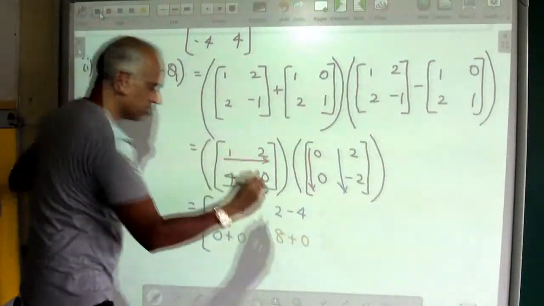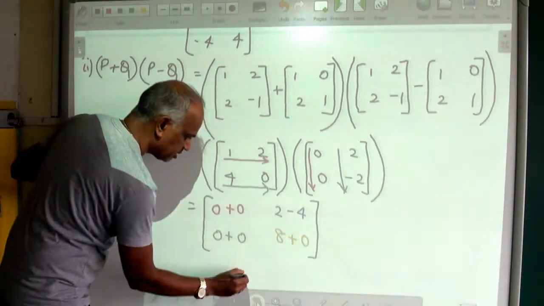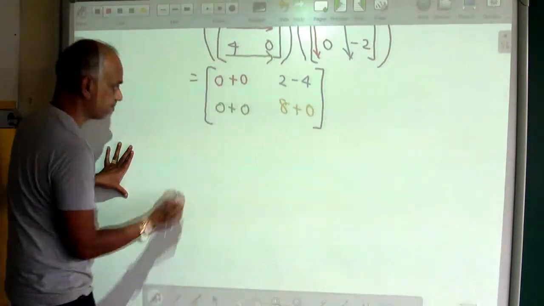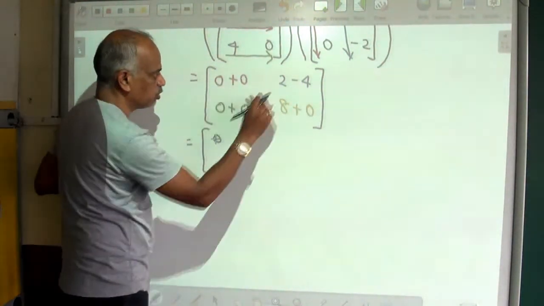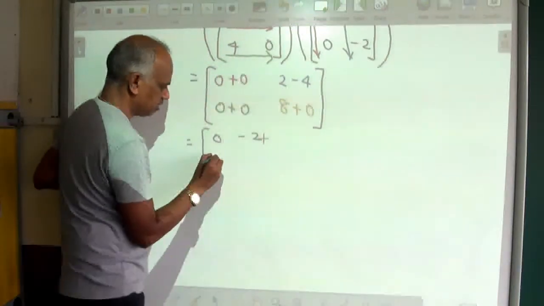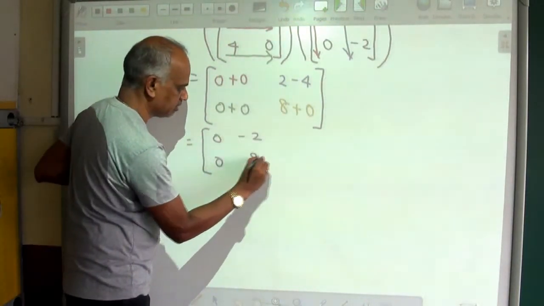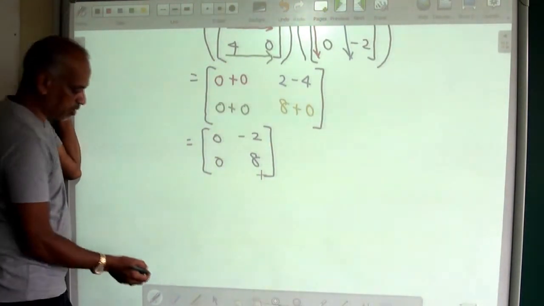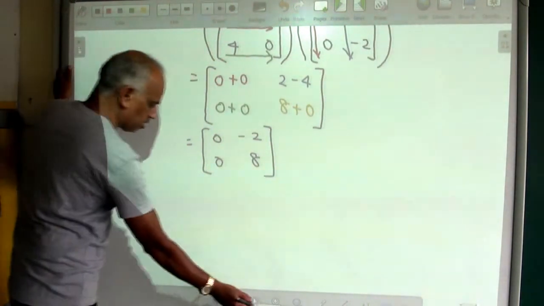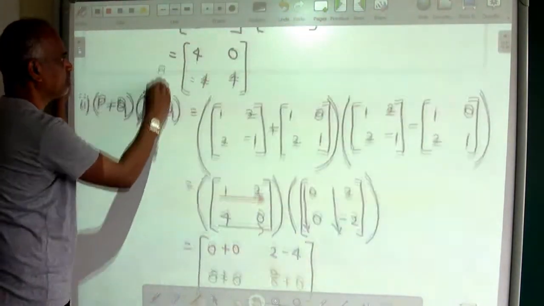This one is complete. Simplify this. That's 0, 2 minus 4 is minus 2, 0 and 8. This is P plus Q into P minus Q. Now there is also a third question.